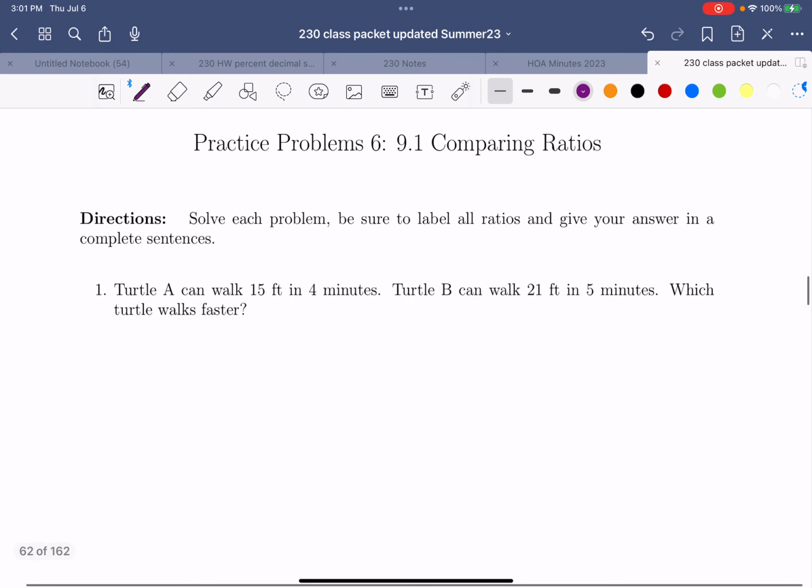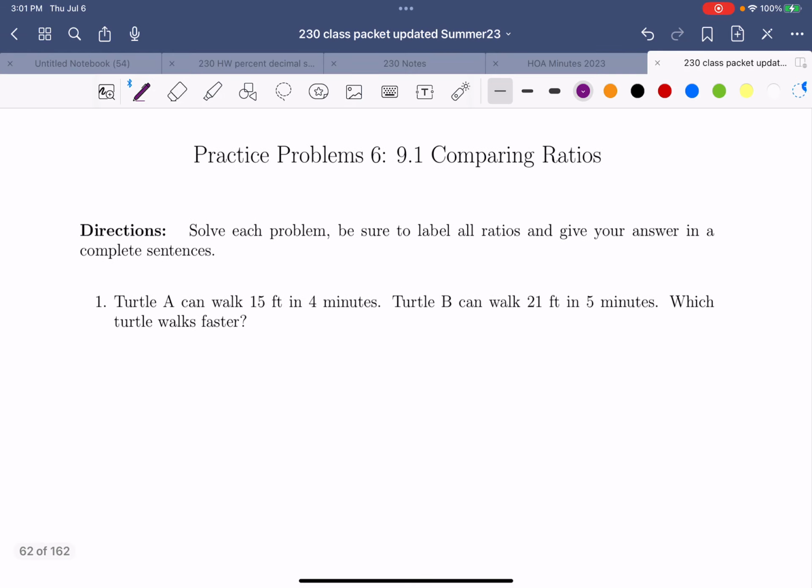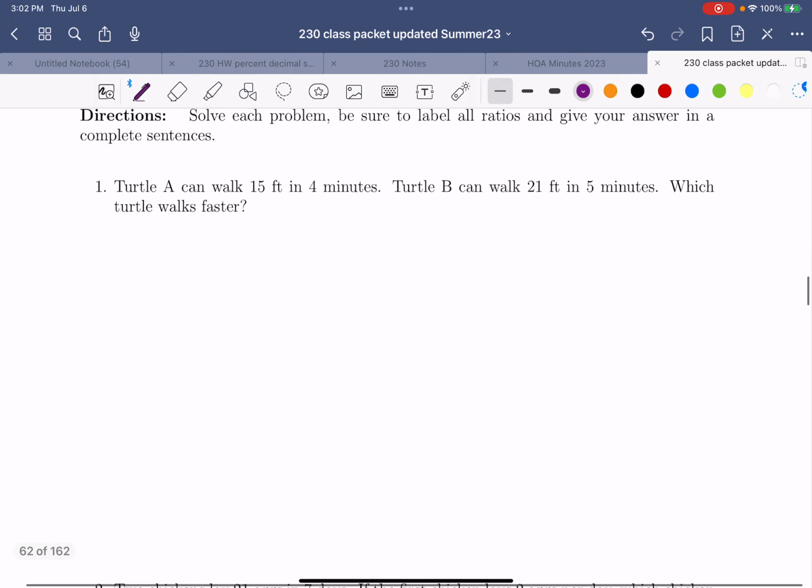Hi there. This is practice problem 6 from our section on comparing ratios. Hopefully you've gone through these and attempted them on your own. This is really just to help you if you got stuck. So I want to give you a couple of quick hints, not full solutions, but a couple of ways to set these up.